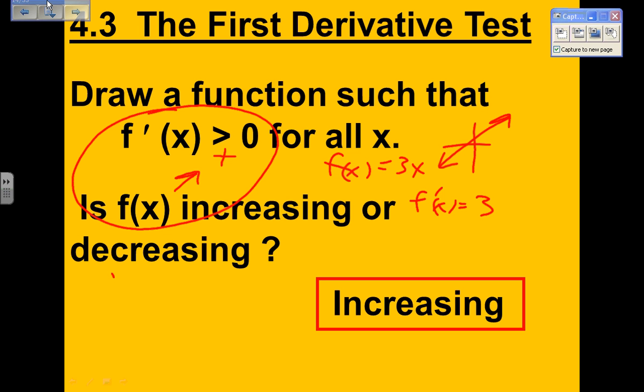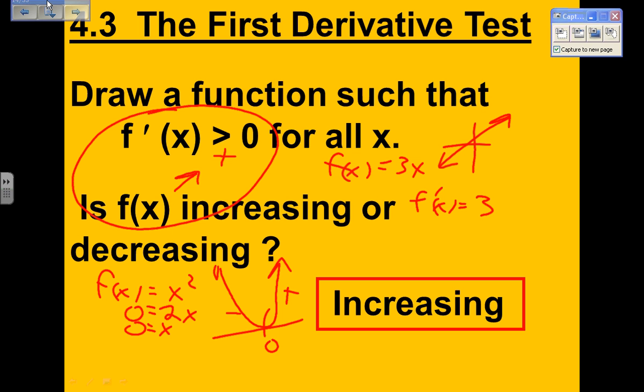We'll look at this one. Let's say f of x equals x squared. What's the derivative? 2x. If it equals 0, that means x equals 0 is a critical value. If you put a number on the left side of 0 into the derivative, would it be positive or negative? Negative. If you put a number into the derivative from the right side of 0, would it be positive or negative? Positive. The parabola goes like this. So you can see that when the derivative is negative, the function is going to be decreasing. When the derivative is positive, it's going to be increasing. Okay? That's what this is trying to say.